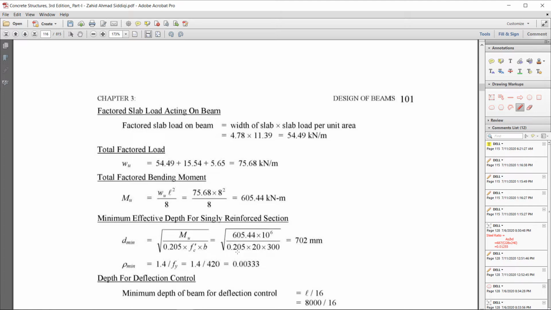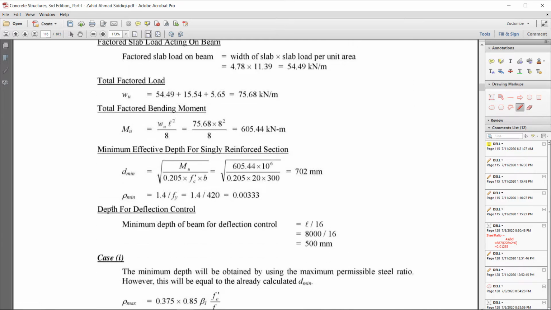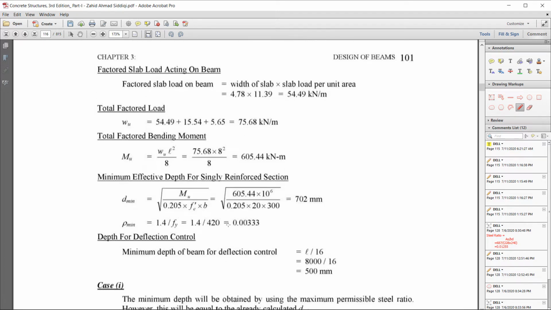702 millimeter, and the minimum steel ratio, that is 1.4 over fy, that is the minimum, and that is d minimum. Now depth for deflection control, that is minimum depth for beam for deflection control, that is L by 16. 8000 is the length divided by 16, the value is 500 millimeter. So these criteria we already know, these are the basic criteria.